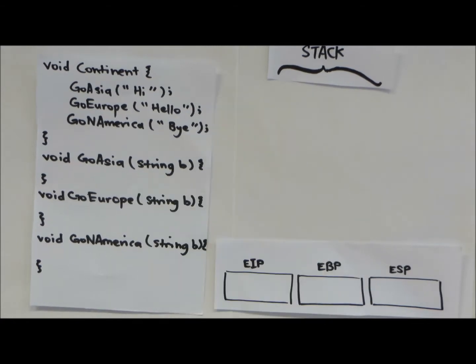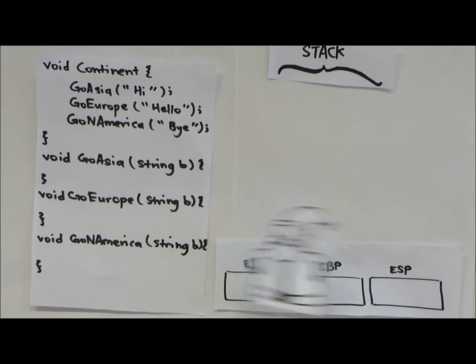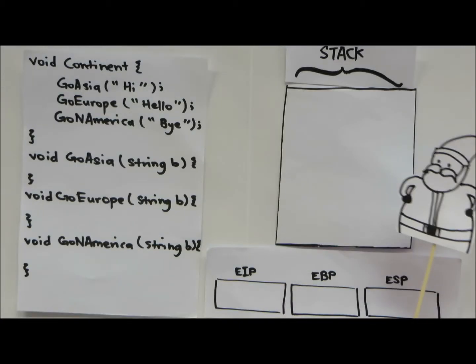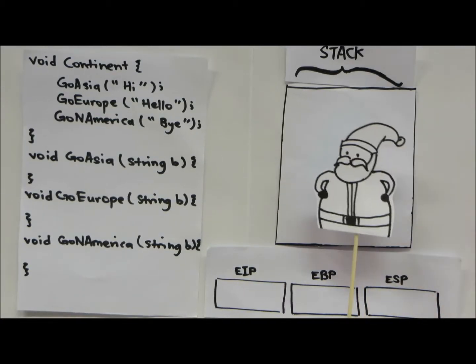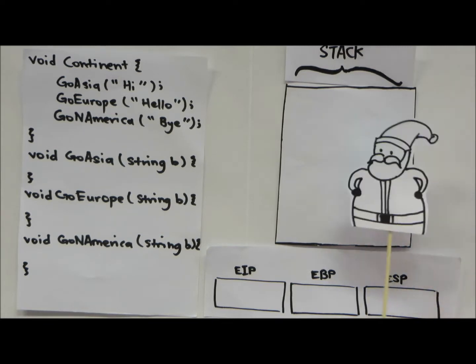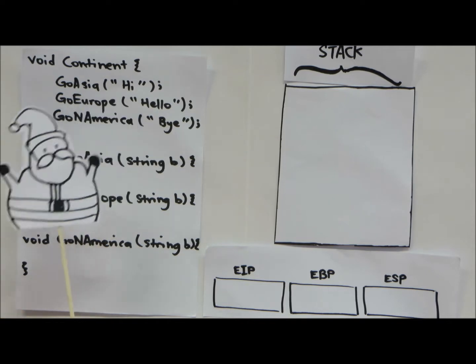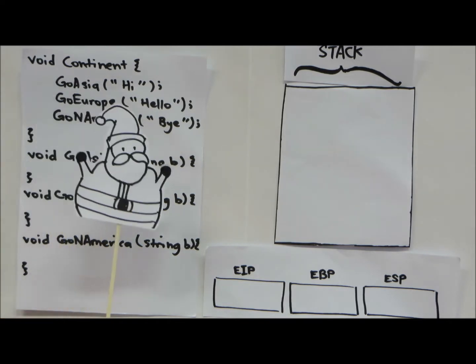I'll tell you how. So here are 3 registers. Each of them can only store a single address. They are used for different reasons. So here's a stack. Each application has its own. Now I'm going to show you how a stack looks during runtime. So in this example code, when we're about to run Go Asia, EIP, which represents the next instruction, is Go Europe.